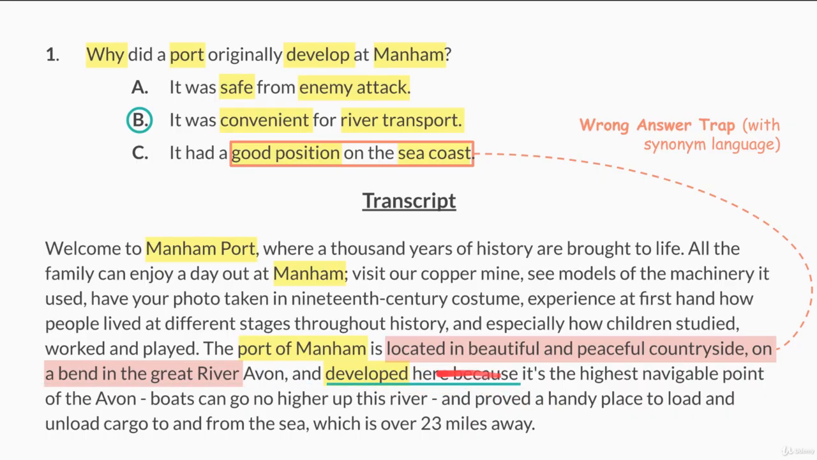Right here, it tells me that my answer is now coming up. So it says, it developed here because it's the highest navigable point of the Avon. Boats can go no higher. And furthermore, over here it says it proved a handy place to load and unload cargo. Okay, handy place. What is that synonym language for? Can you guess? Take a look at these answer choices. What is this synonym language for? Handy place.